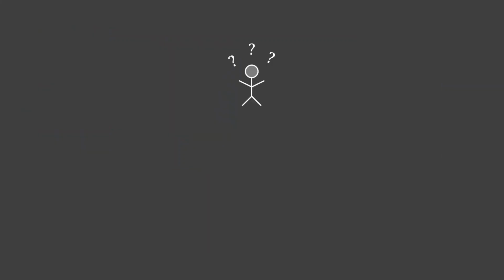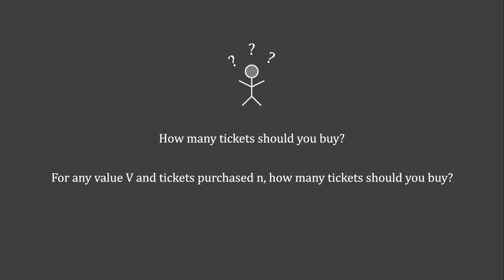Here's the puzzle, and it's a basic one. Imagine that you only want to maximize your expected value for this raffle. How many tickets should you buy? And if you're feeling offended that the Hope Diamond, Mona Lisa, or my collected works are only valued at $1,000, here's a more difficult question to satisfy you. For any value V and number of tickets purchased N, how many tickets should you buy? In this case, V is $1,000 and N is 160. But this second, more difficult question is asking you to solve this sort of problem for any value and any number of tickets purchased.